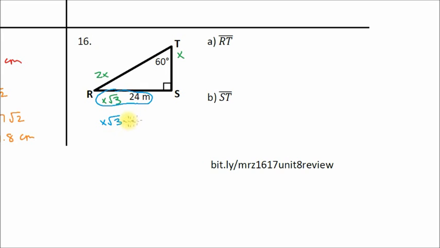We know therefore that x times the square root of 3 equals 24. We're going to divide both sides by the square root of 3. That's going to cancel the square root of 3 on the left side. We've got x is equal to 24 divided by the square root of 3. Alright, RT is the hypotenuse. That's 2x. That means RT is 2 times 24 divided by the square root of 3.